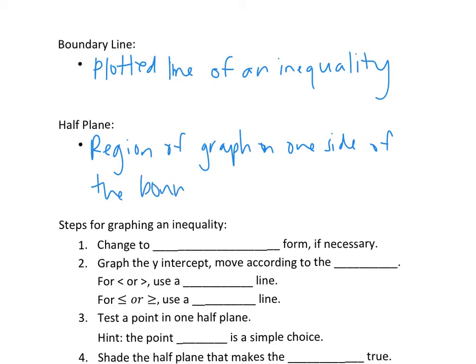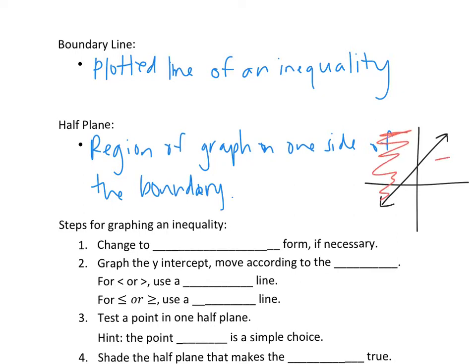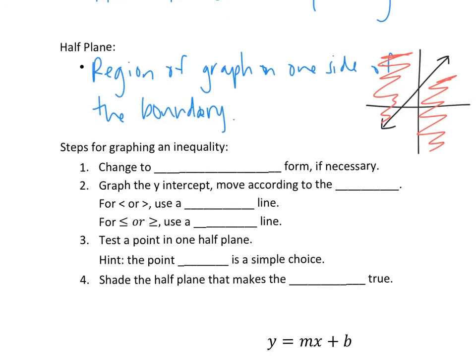So what this would look like is I'll have my coordinate plane, I'll have my line graphed, and that's my boundary line, and it could be dashed or solid. And then I have two half planes, one over here and one over here, and only one of those half planes will be shaded to show the solutions to the inequality. So, steps for graphing an inequality, just to remind ourselves.